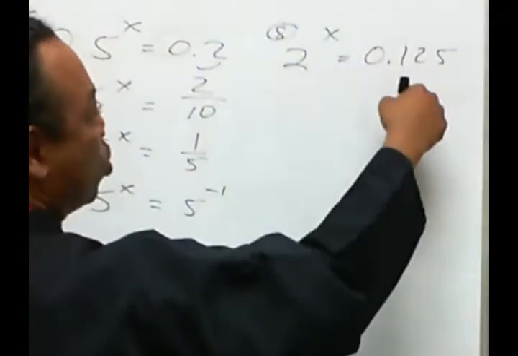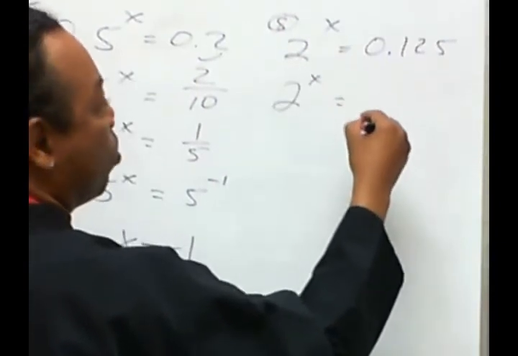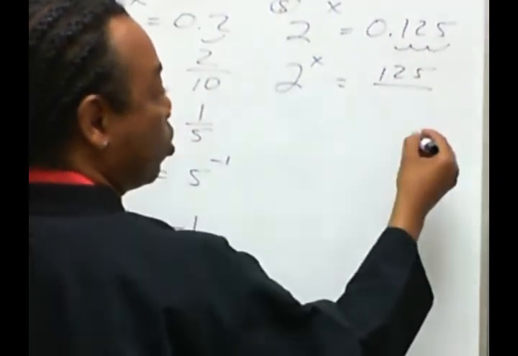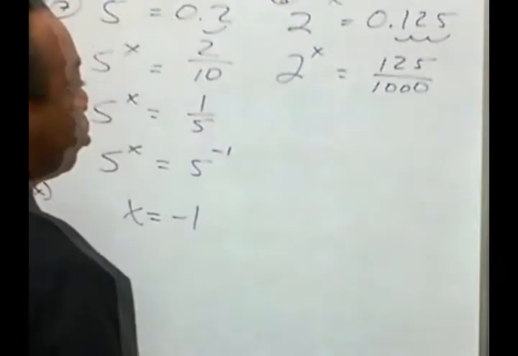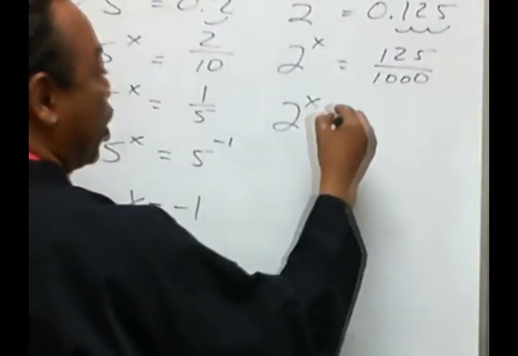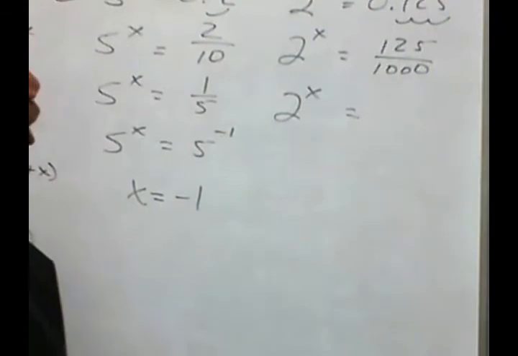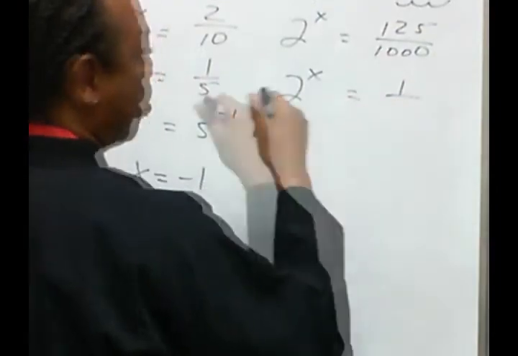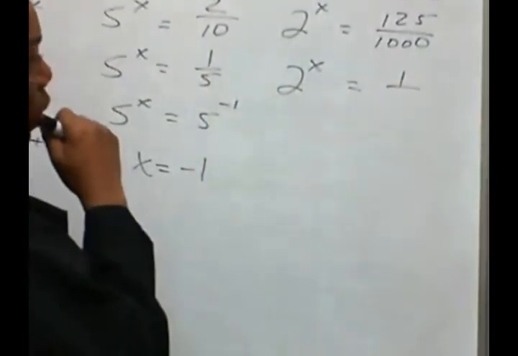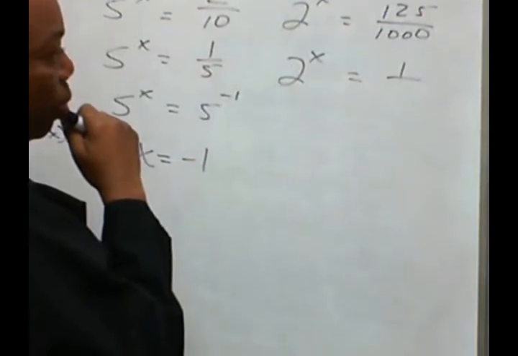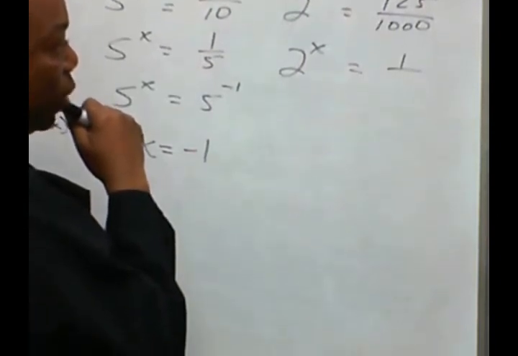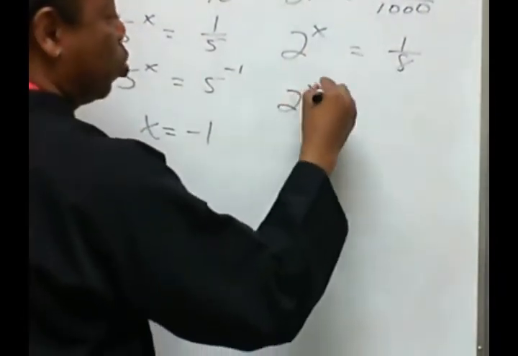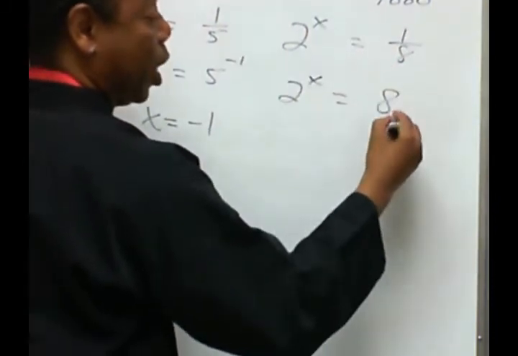Okay, number 8. For this, I want to convert this into a fraction. So this will be 125 for a numerator. And since we have 3 places here, this will give us a 1,000 for a denominator. Okay, now to simplify this fraction, 125 goes into itself 1 time. How many times will it go into 1,000? 8 times. Okay, now I'm going to take the reciprocal of 1/8, which gives me 8 to the negative 1 power.